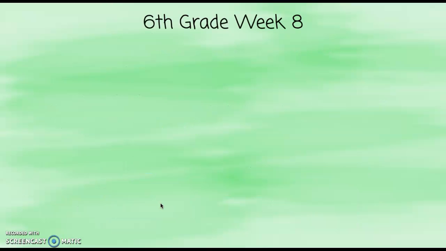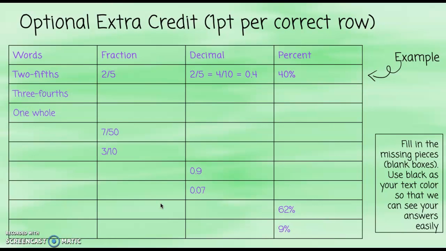This is where the video is going to go. This is optional extra credit. You get 1 point per correct row. I put an example here. If you get this row correct, you get a point. If you get this row correct, you get a point. You have the opportunity to get 8 extra credit points this week. So you could get 108 on this week's assignment.